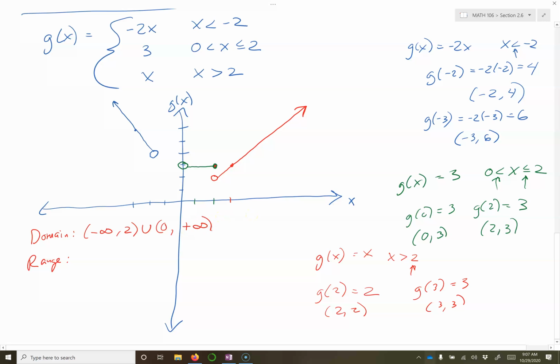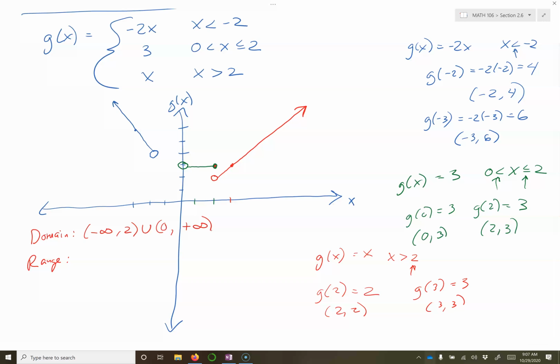We're really only excluding the numbers between 2 and 0, including 2 and 0. Okay? All right, now these are tricky, but we'll have more examples.